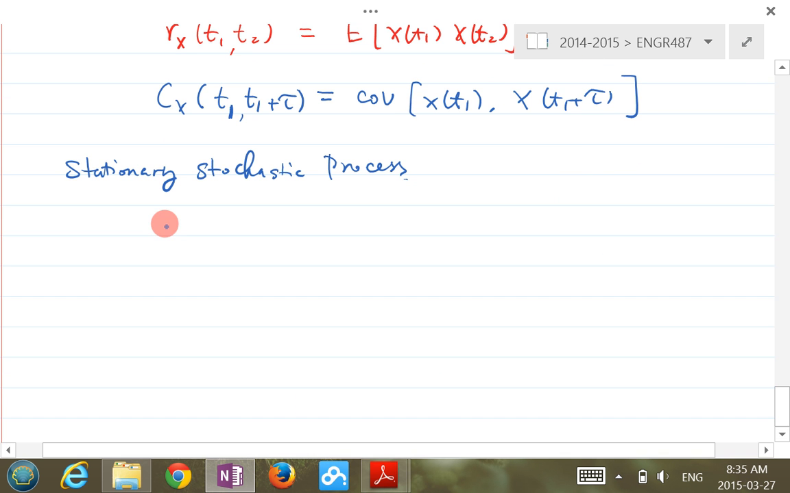Distribution being the same means, let's say, if I look at the mean at T1 and T2, they should be the same. And they all should share the same probability distribution function f of x, like that. So this is the probability distribution for the random process x at here.